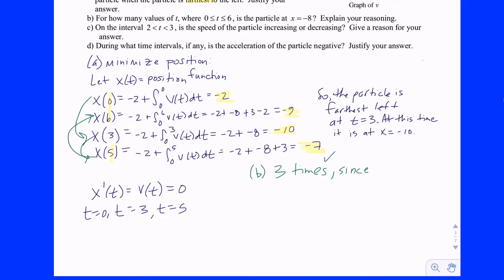On the interval from t equals 0 to t equals 3, since x is a continuous function and it passes from negative 2 to negative 10, moving to the left continuously, it has to pass through negative 8 for the first time. Second paragraph, right? As x moves from t equals 3 to 5, it travels from negative 10 to negative 7 to the right, passing through negative 8 for the second time, and then third paragraph, so on and so forth.